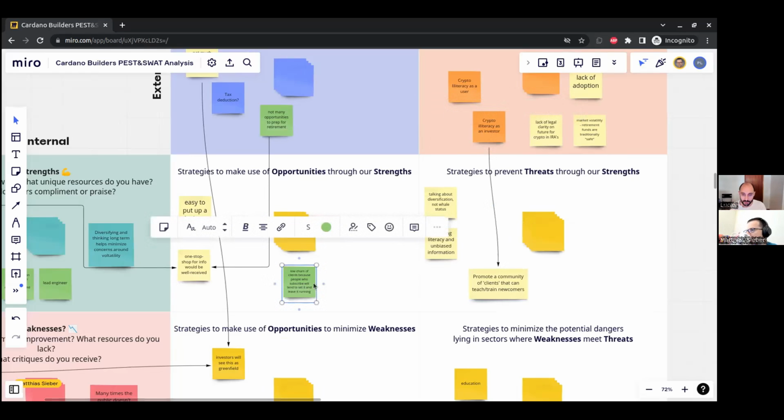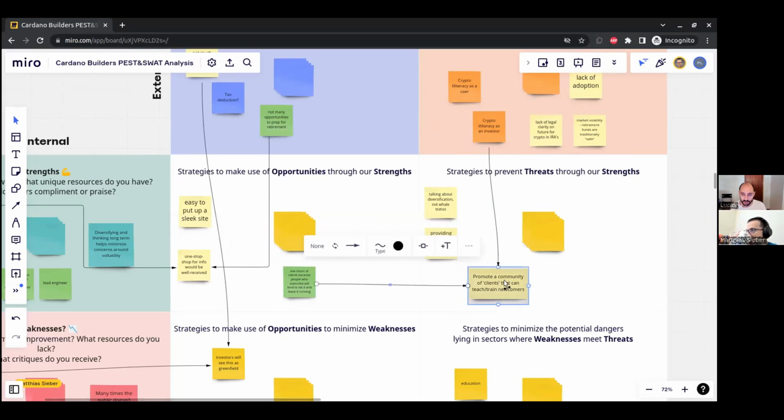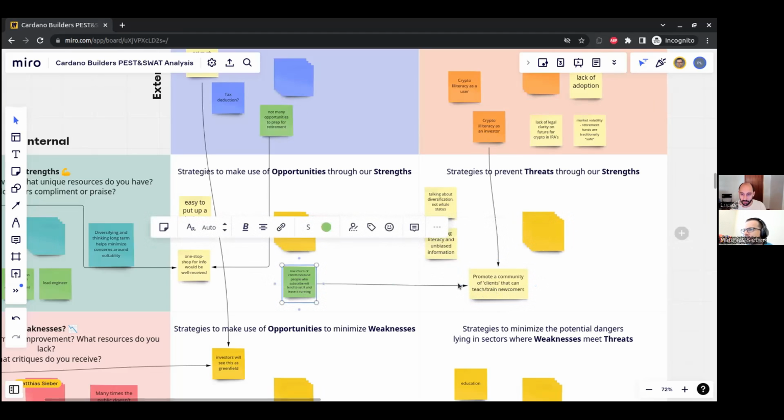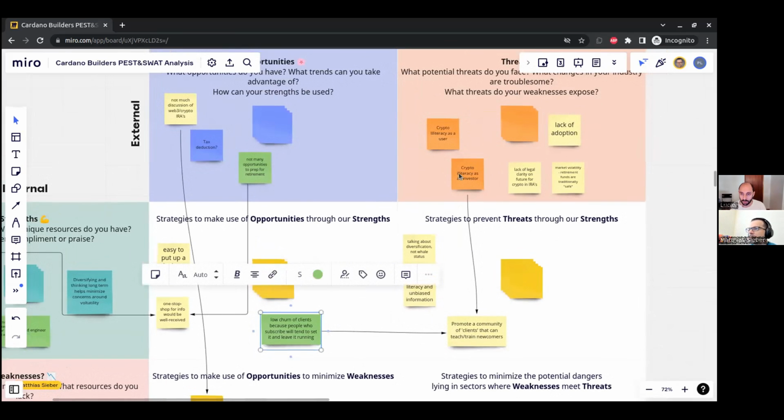One thing that I think I'm going to do is put this one, you see where I'm pointing? It's the first time I'm pulling this post-it out of this one. Because we have low churn of people, we can use the people that come to stay, and a part of them will probably be useful to train the next generation, compensating a bit for this threat of lack of literacy by investors.